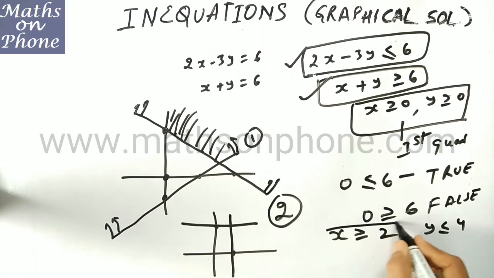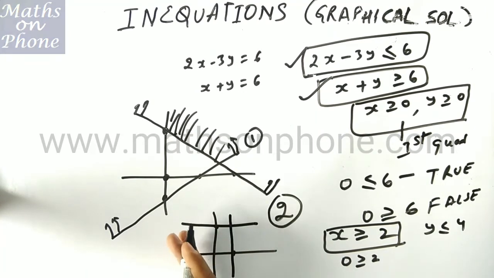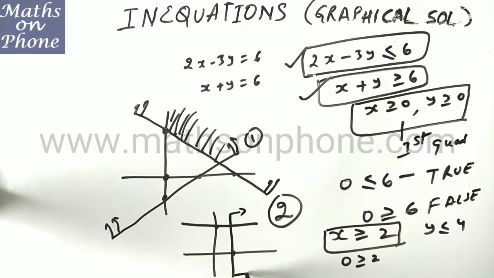And for that, if you need to shade, how to shade? Again origin means 0, 0. You put x is equal to 0. So 0 is greater than equal to 2. True or false? This is false. That means the region which is not containing origin. So with respect to this line, this area is containing origin. This area won't contain origin. So this area. If you need to shade this inequation, see.